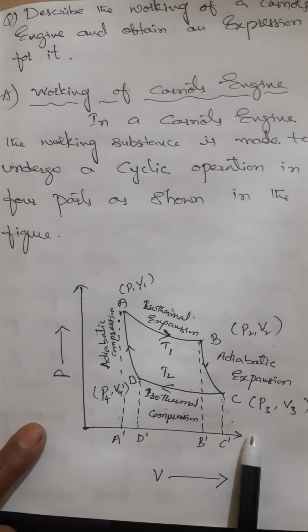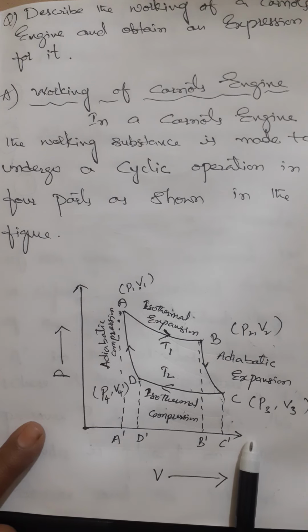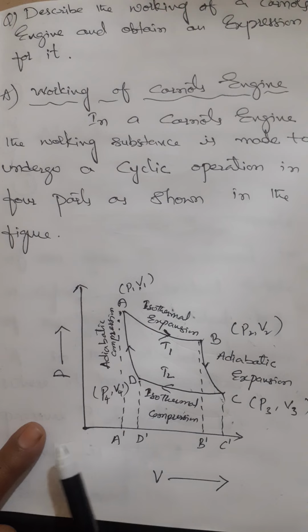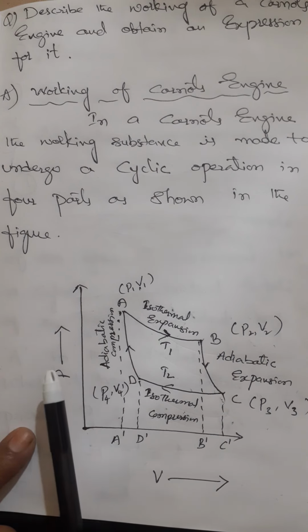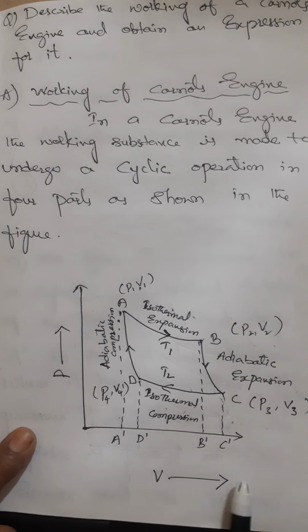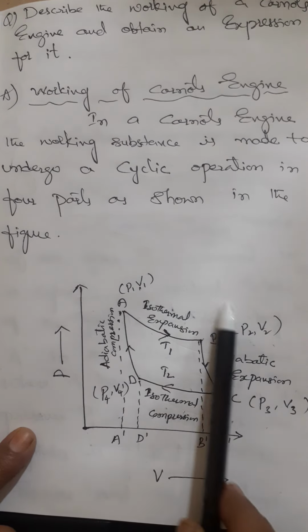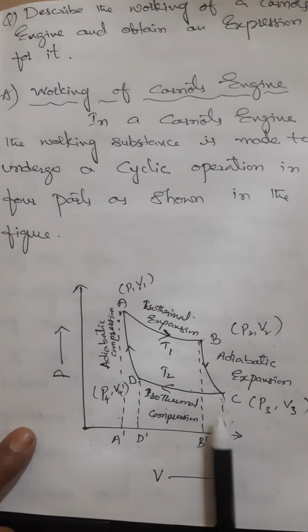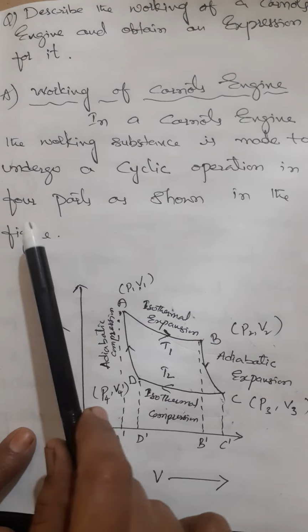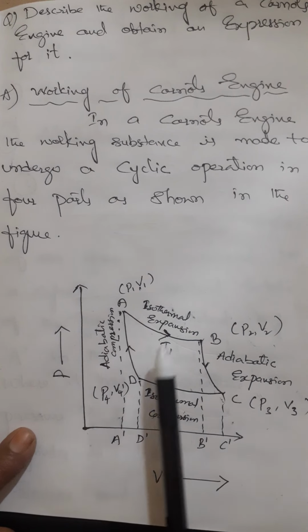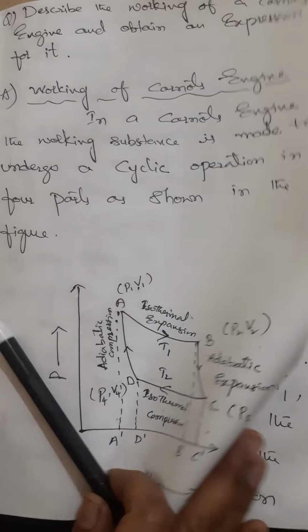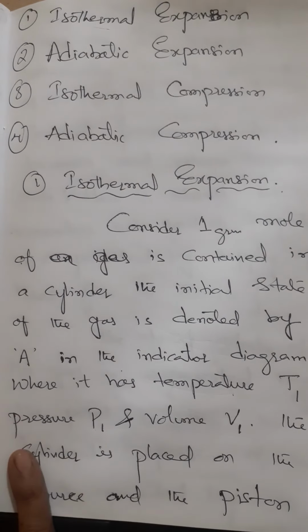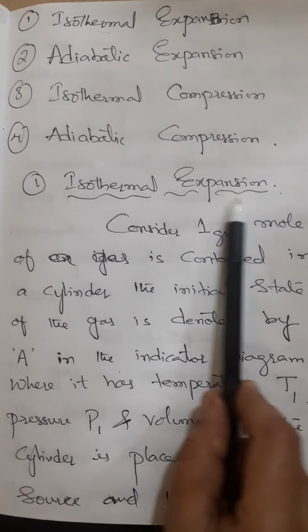This diagram we call the indicator diagram. In thermodynamics we calculate the work done by the gas, or work done on the gas, by utilizing this diagram, with pressure on the y-axis and volume on the x-axis. This particular diagram is known as the indicator diagram. So the working substance of the Carnot's engine undergoes a cyclic operation: isothermal expansion, adiabatic expansion, isothermal compression, and adiabatic compression. First of all we will discuss the first one, that is isothermal expansion.